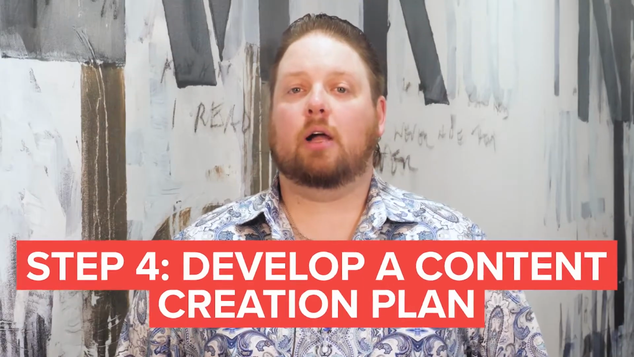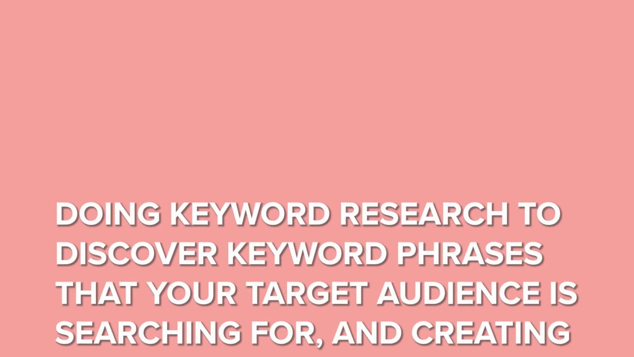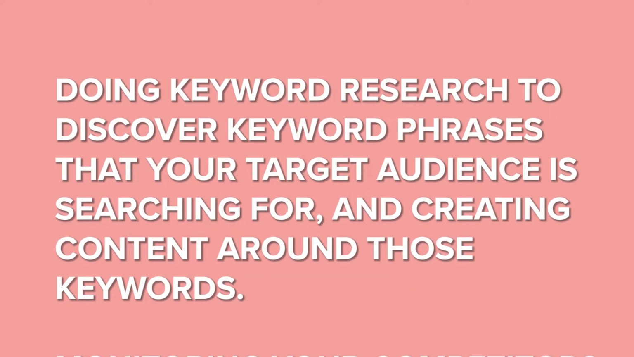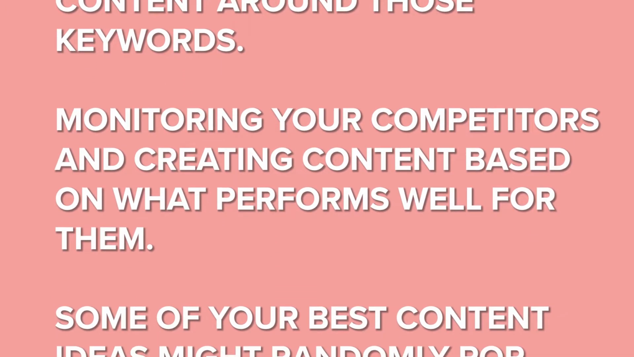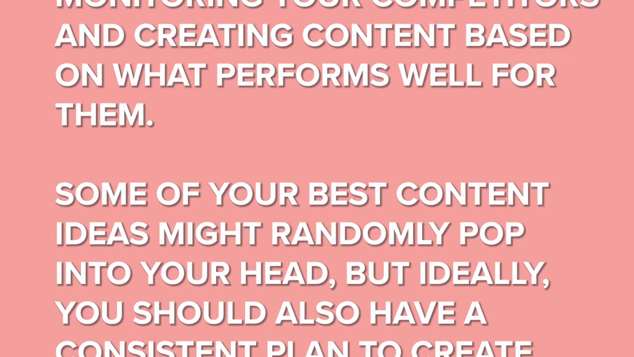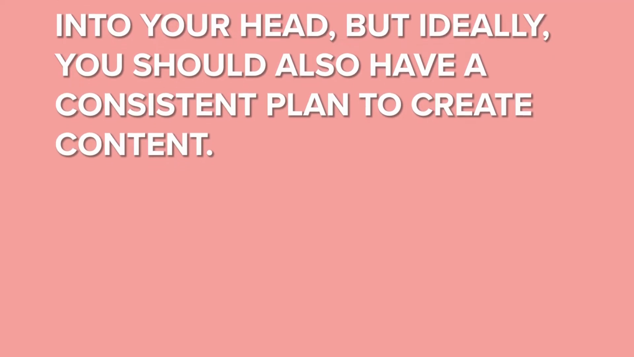Step 4. Develop a content creation plan. The art of this process is creating content that is engaging but will also drive traffic for your business. Develop a plan so that you can create content consistently and predictably. You'll also need to decide how often you will create new content and what type of content you will produce. A couple of ways to create content on an ongoing basis include doing keyword research to discover keyword phrases that your target audience is searching for and creating content around those keywords, and monitoring your competitors and creating content based on what performs well for them. Some of your best content ideas might randomly pop into your head, but ideally, you should also have a consistent plan to create content.